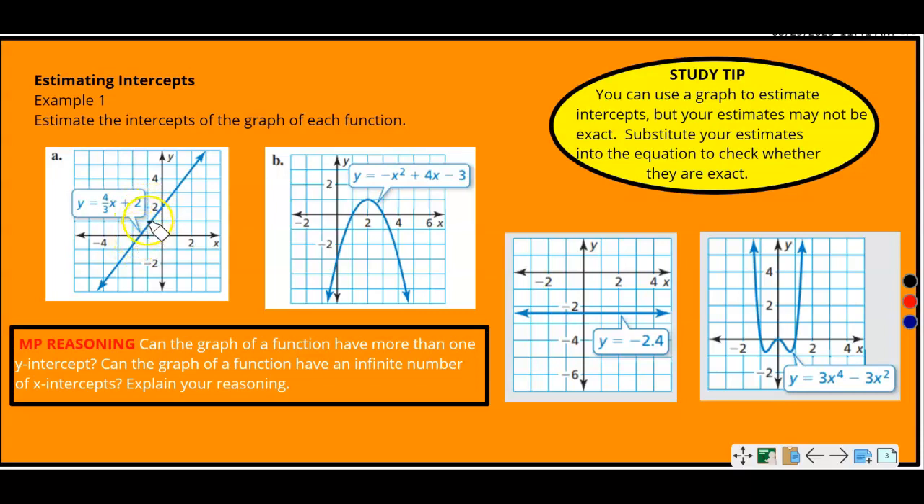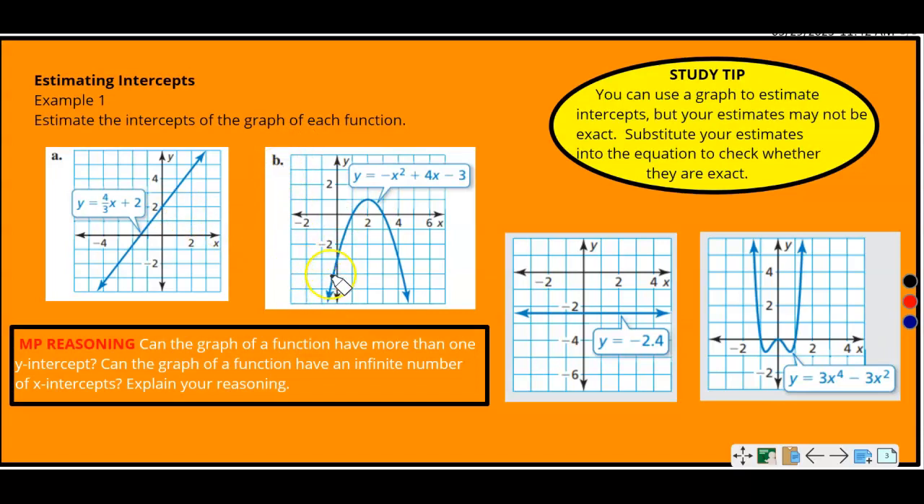All right, so we want to estimate the intercepts here. If this is -1 and 1, and this is 2, so this would be 1, this would be -1, and this would be -2. It looks like this appears halfway between -1 and -2. So this would be about -1.5. That would be your x-intercept. So your x-intercept would be -1.5. Your y-intercept would be at +2.